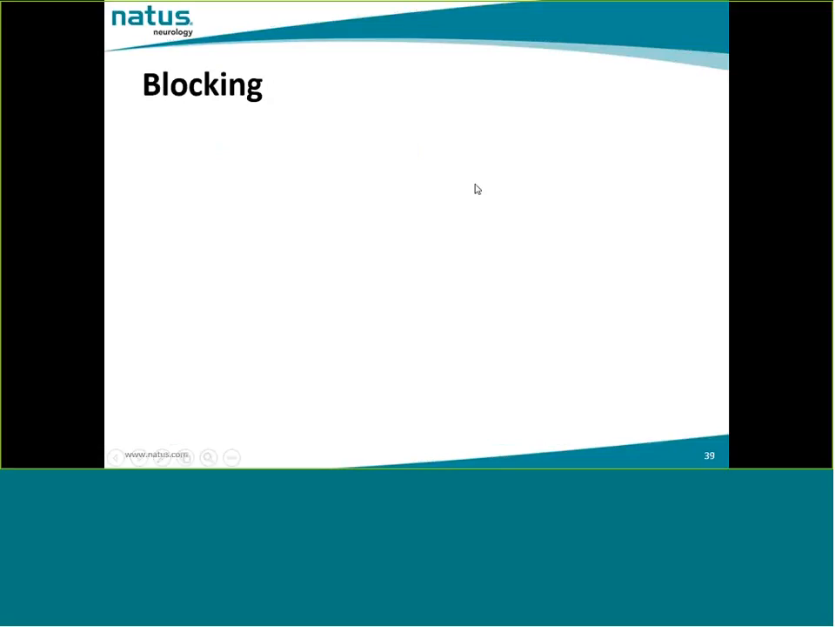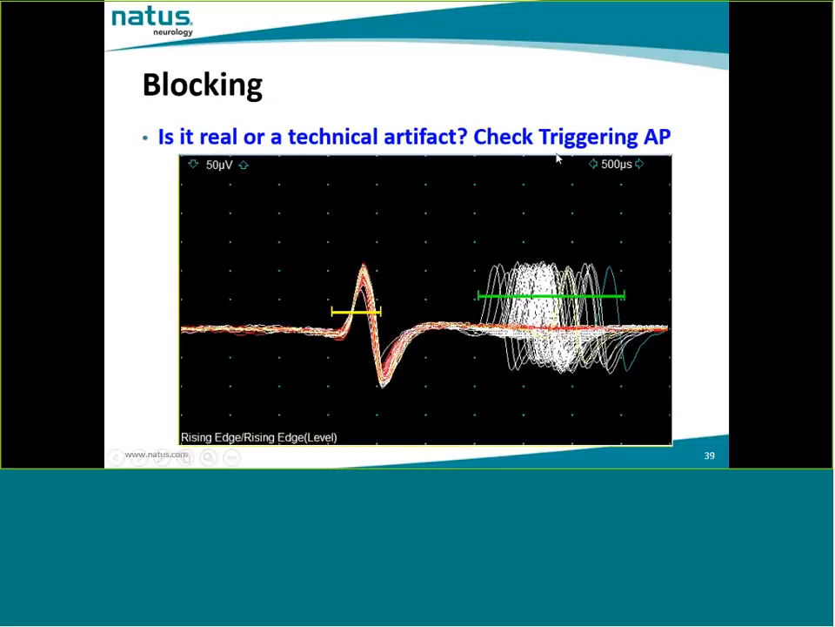Blocking is an important phenomenon in single fiber EMG examination. It is up to the operator to check if it's a real block or a technical block, and this is where we must focus our attention on the triggering action potential. The block traces are shown in red color. Once again, I emphasize the importance of color coding in our trace editing tools.